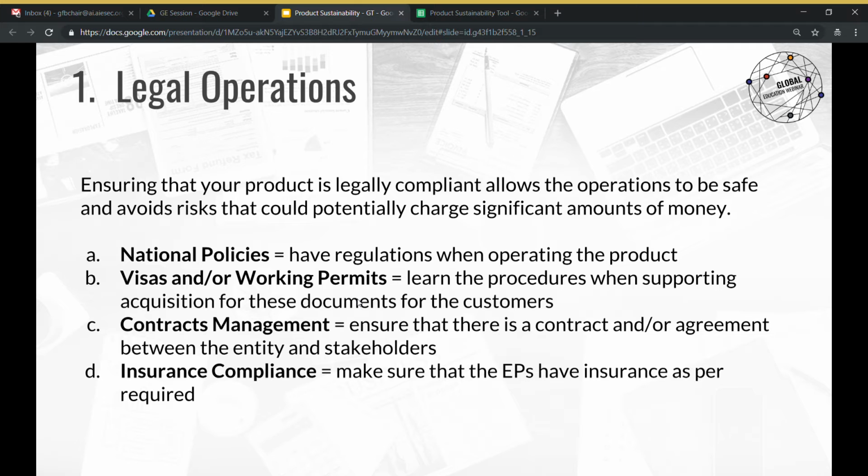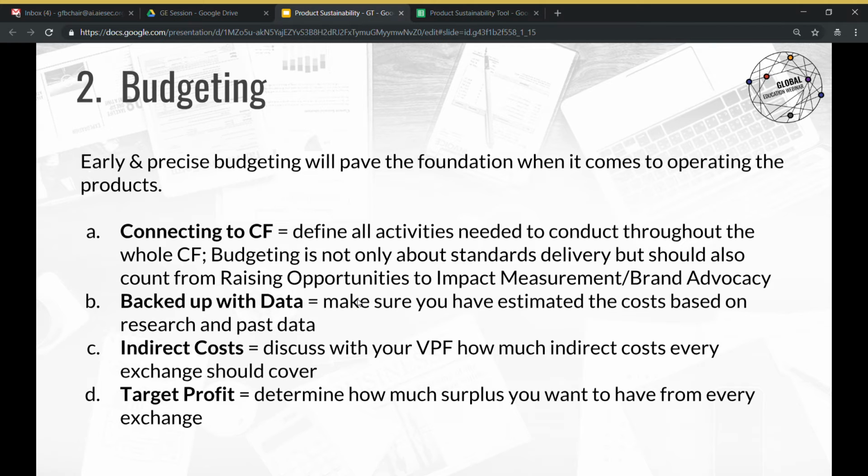Because we are doing exchange and dealing with multiple foreign policies, we need to, of course, comply with them. We don't want to risk any legal issues, and we want everyone to be safe and healthy. Budgeting: early and precise budgeting will pave the foundation when it comes to operating the products. Meaning, if you have a good budget, it's a lot easier to manage the products.